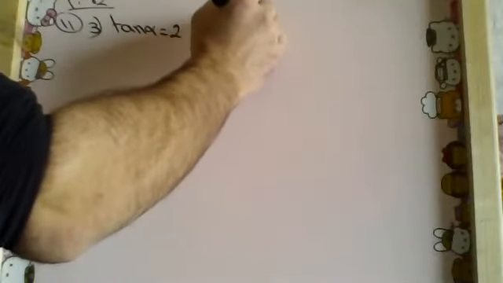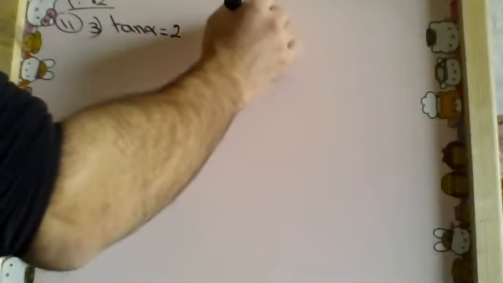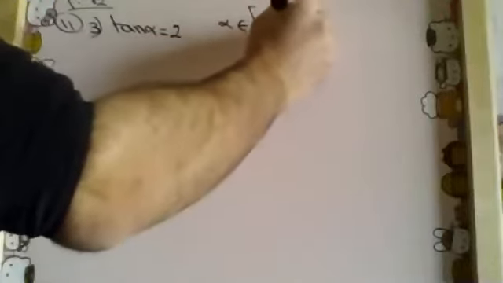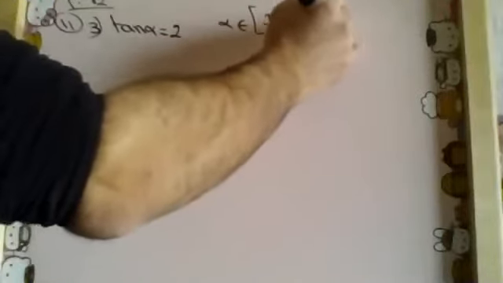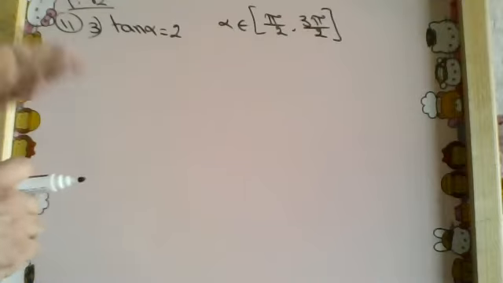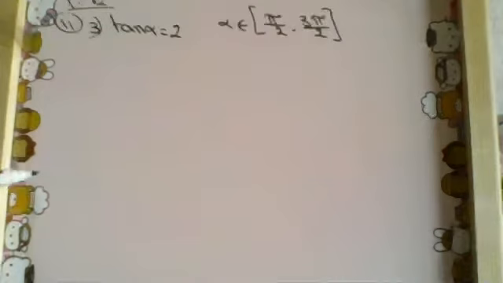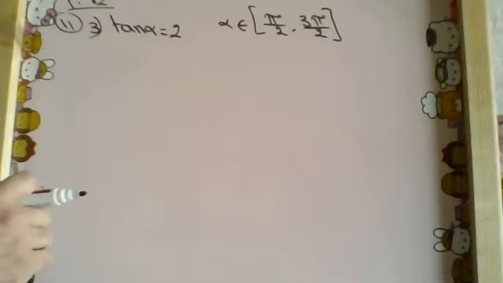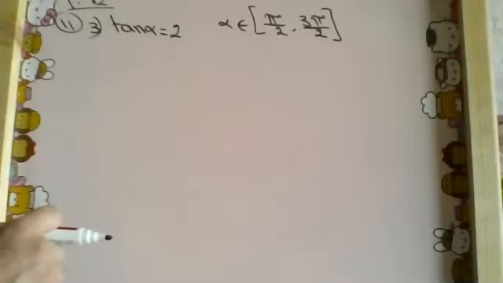Tangent alpha is equal to 2 and alpha belongs to the interval pi over 2, 3 pi over 2. Here we are going to solve it in 2 ways. I'm giving you a new relation, or two more relations, one for the tangent, one for the cotangent. This is the second way we are going to solve it, or the first way.